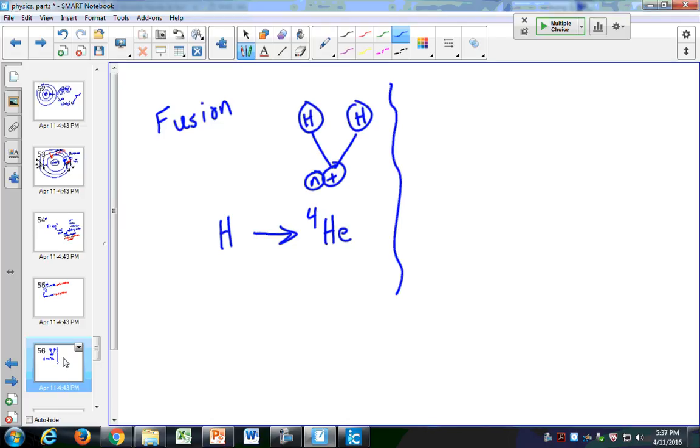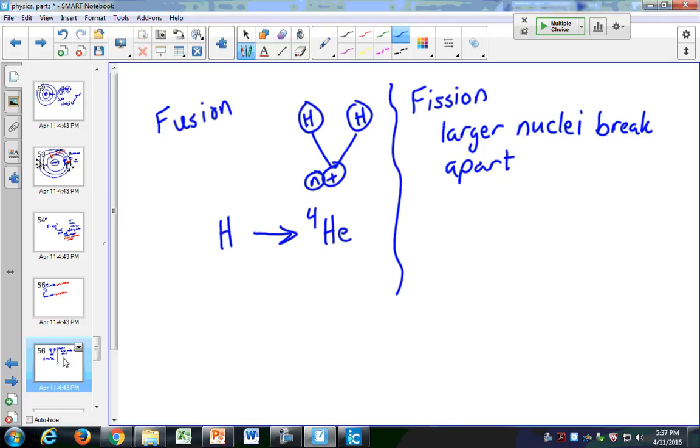Fission, on the other hand, so fusion largely just happens in small nuclei, hydrogen mainly, but you can also get helium that will fuse together. You can also get lithium fusion as well in some cases. Fission is larger atoms, larger nuclei, which break apart. And that can happen in a number of different ways. We're going to look at some radioactive decay.